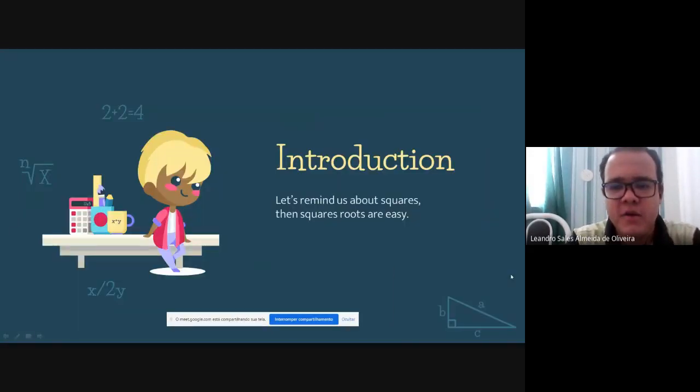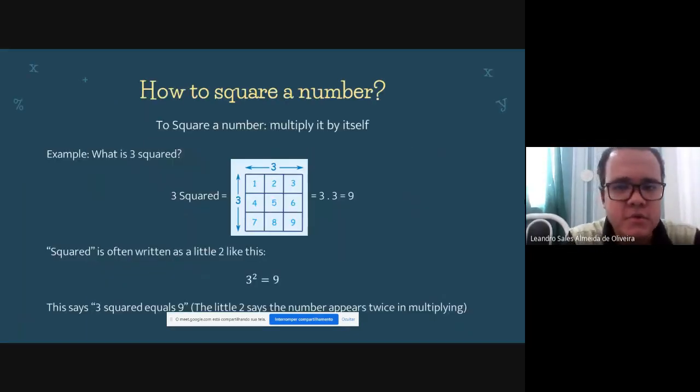So, introduction. Let's remind ourselves about squares. Then square roots are easy. All right. First, we need to remind about squares, and then we will talk about square roots. How to square a number? Pay attention. To square a number, you need to multiply it by itself. Example, what is 3 squared?